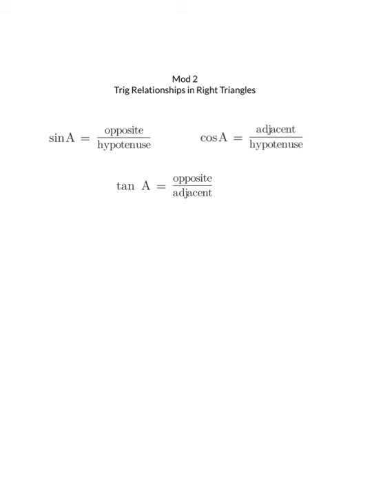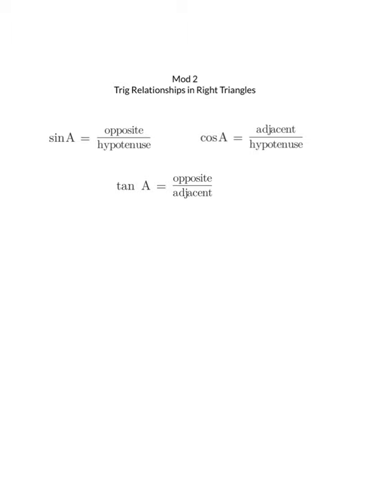We're going to look at the trig relationships defined for right triangles. The sine of angle A equals the opposite over the hypotenuse. When we say opposite, we mean the leg across from angle A.